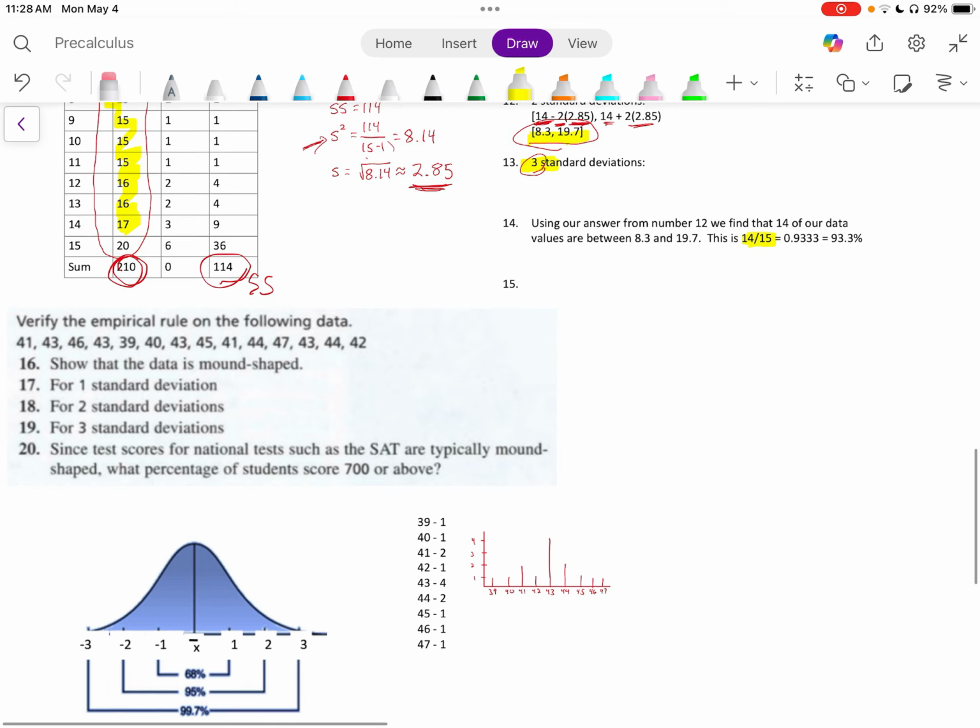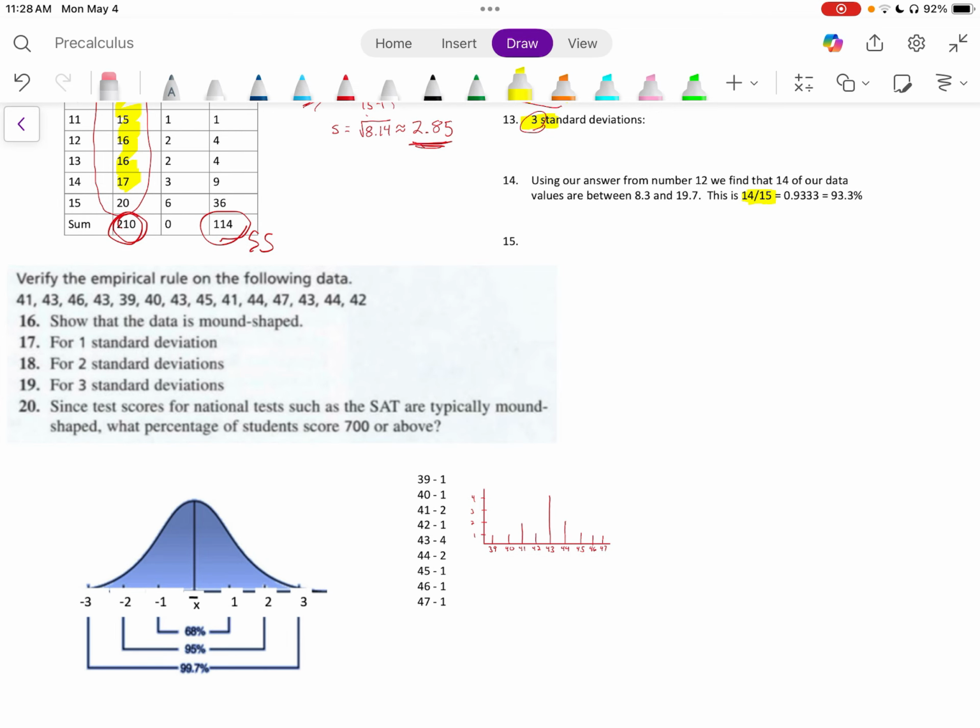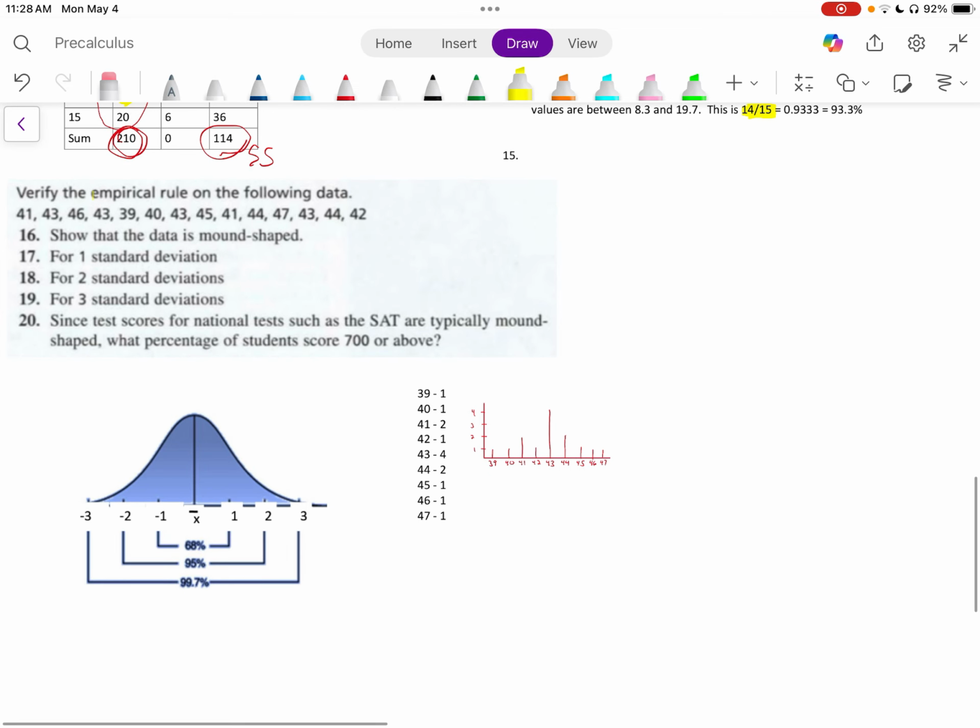And then for 16 through 20, verify the empirical rule. So first of all, the empirical rule, it has to be mound-shaped, so show that it's mound-shaped. So what I did here is I put a little distribution table and we see it's mound-shaped. So it comes up and then down, and I know this 42 looks like it throws it off, but that's okay. It's mound-shaped for the most part, so we can use the empirical rule.